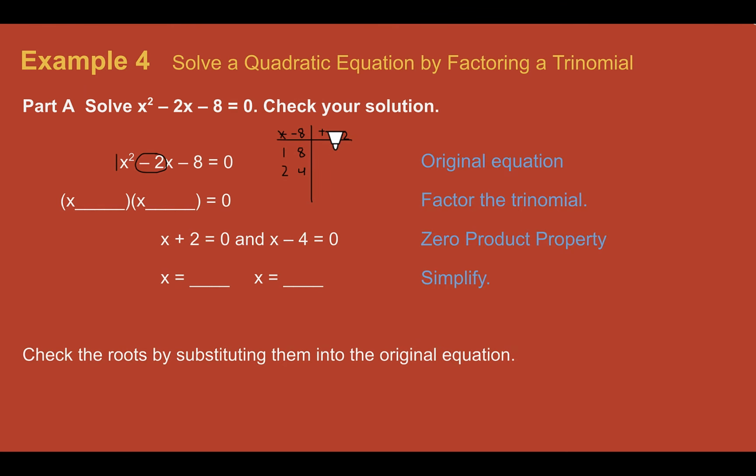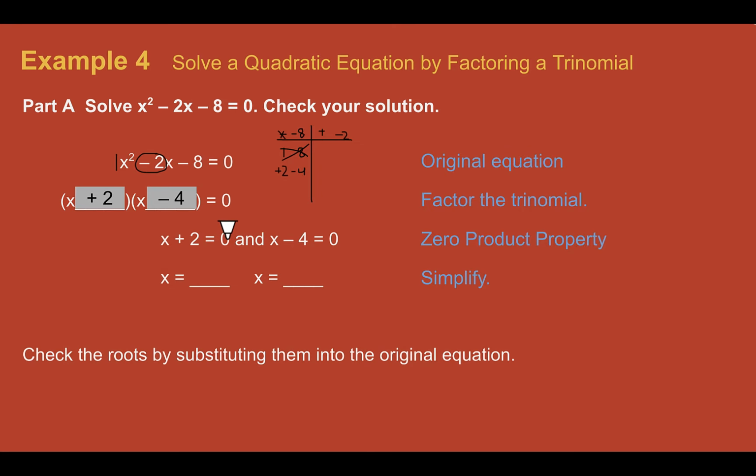Well, 1 and 8 would either give me positive 7 or negative 7, depending on which one is positive and negative, not negative 2. I can get negative 2, though, if I have negative 4 and positive 2. So those must be my two numbers. We take those two numbers then, and we just plug them into the parentheses, positive 2 and negative 4. And again, we just plug those numbers in when a is equal to 1. If the a value was a different number, we'd have to go through the process of splitting it and finding the GCFs. But here we can just plug them in.